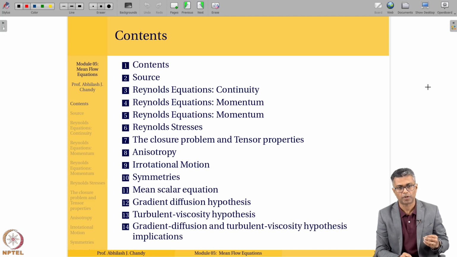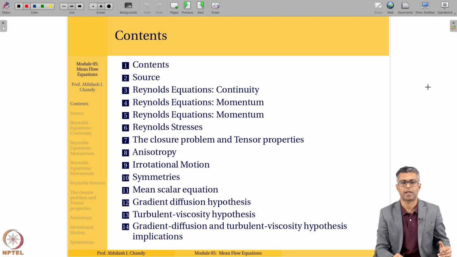Then we are going to be dealing with Reynolds stresses, the closure problem, which we're going to discuss in detail, the anisotropy in turbulence, and how the irrotational motion comes. We'll talk about symmetries, just briefly go over the mean scalar equation, and discuss one of the most important hypotheses for turbulence modeling, which is the gradient diffusion hypothesis, coming from the turbulent viscosity hypothesis, and what its implications are.